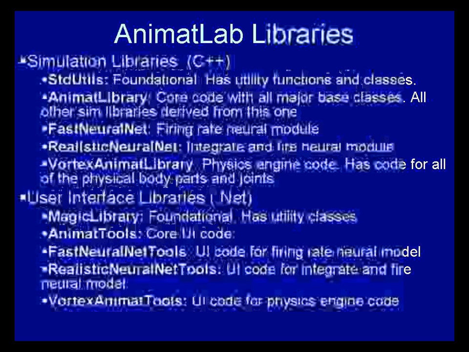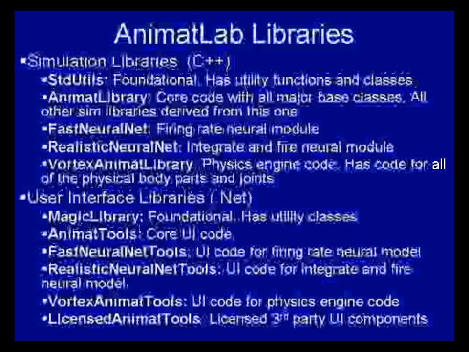Vortex Animat Library is the simulation library that contains all of the Vortex physics engine components that define the rigid bodies, joints, and simulation environment. Vortex Animat Tools is its UI assembly component.